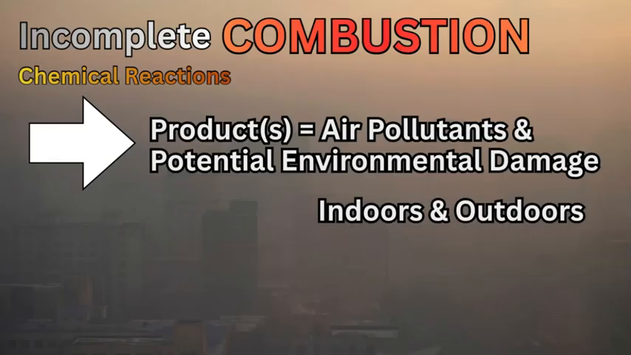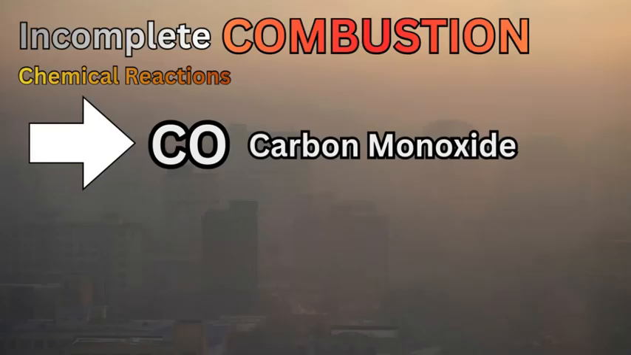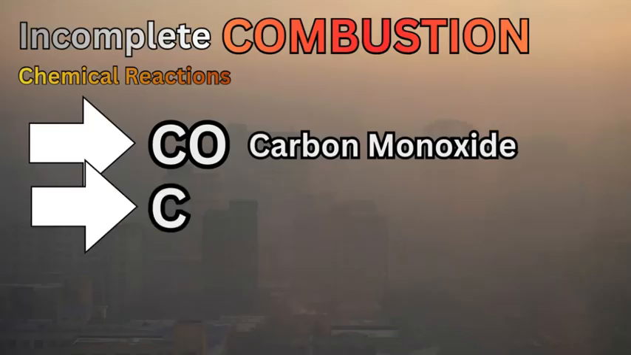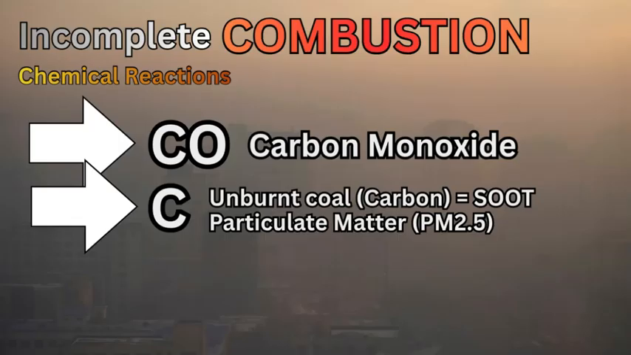The first one is CO, or carbon monoxide, which can be toxic in large concentrations in certain environments. And if there's not enough oxygen, then you just produce the unburnt carbon or coal, which turns into soot, which is the fine black particles of around 2.5 micrometers, or what we call particulate matter.